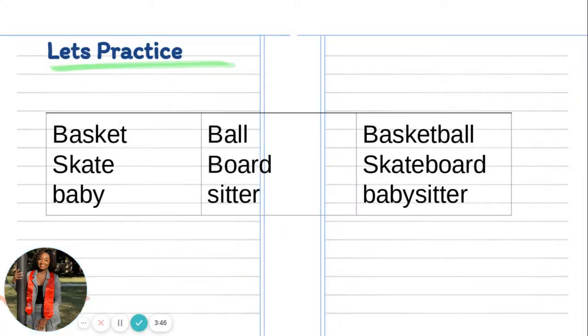Okay. Now, the next thing we're going to do is look at this chart of words, and we are going to discuss the relationship between the meaning of each compound word and the meanings of the words that make it up. So we have this chart here. We have basket and ball that make basketball. We have skate and board that makes skateboard. And we have baby and sitter, which makes babysitter. So right now, I want you to pause the video and look at these words and read them out loud on your own.